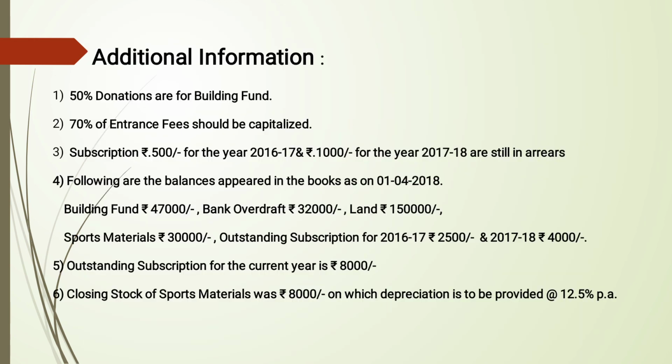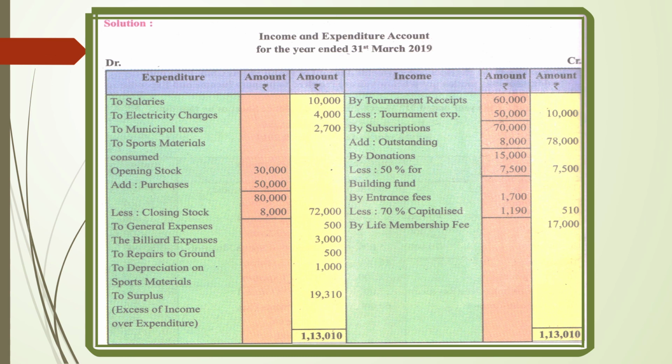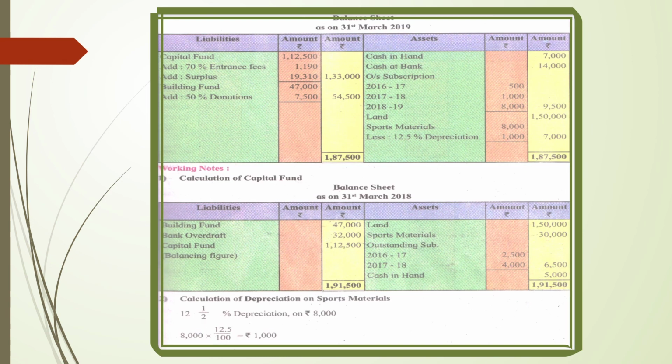What is the effect of surplus or deficit? Surplus amount is added to the capital fund, and if there is a deficit, it is deducted from the capital fund. But in this example, surplus is there, so we have to add it in the capital fund on the liability side. Capital fund amount is 1,12,500. Add entrance fees 1,190. Surplus is added, 19,310. Total capital fund amount is 1,33,000.